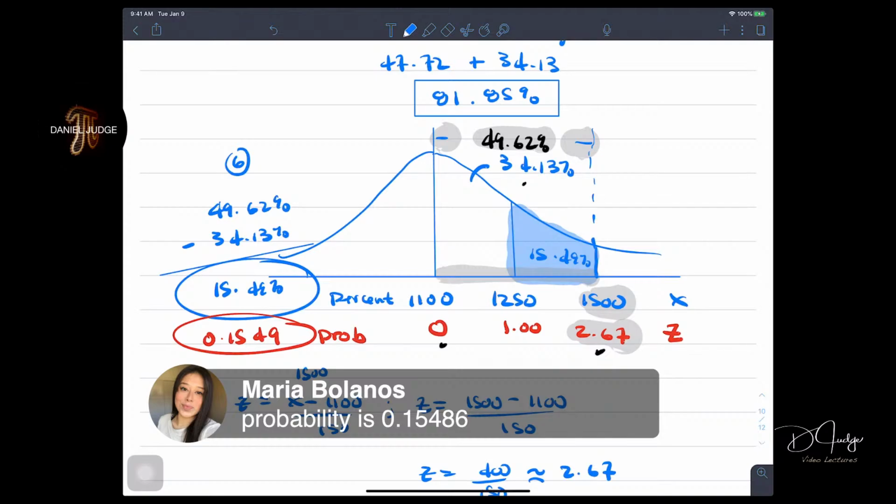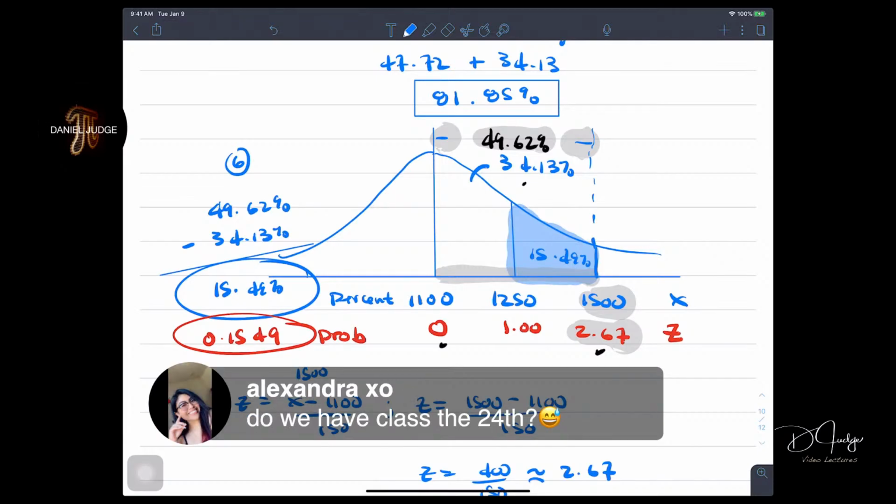Okay, and yes, Angela, we're going to subtract. And I'm going to say we have to check the syllabus. Okay. If we have class on the 24th, we check the syllabus anyway.